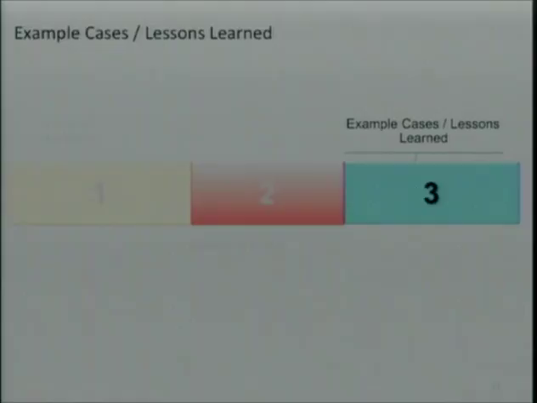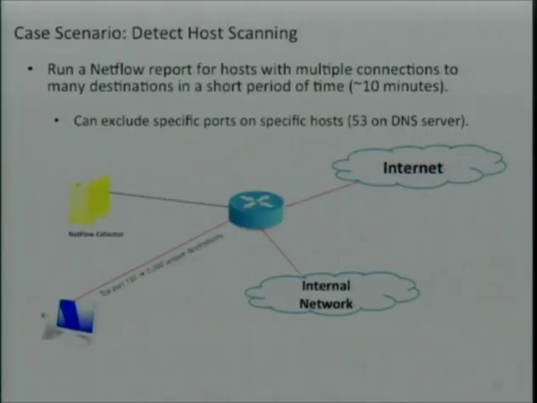All right, now we're going to talk about some example cases, and then we'll follow up with some lessons learned. So a great case scenario here is to detect a host that's scanning. Basically, you're going to run a NetFlow report for hosts with multiple connections to many destinations over a short period of time. You can exclude ports on specific hosts, such as 53 on your DNS server. This will help to identify a machine or a malicious user on the network.